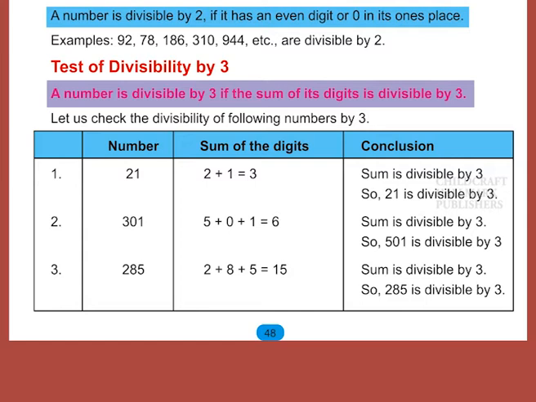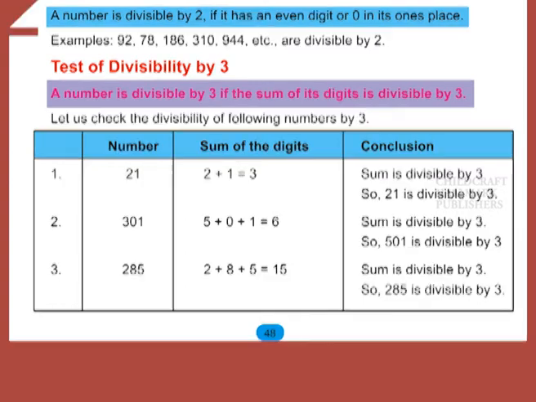501. 5 plus 0 plus 1 is equal to 6. Sum is divisible by 3, so 501 is divisible by 3. 285. 2 plus 8 plus 5 is equal to 15. Sum is divisible by 3, so 285 is divisible by 3.